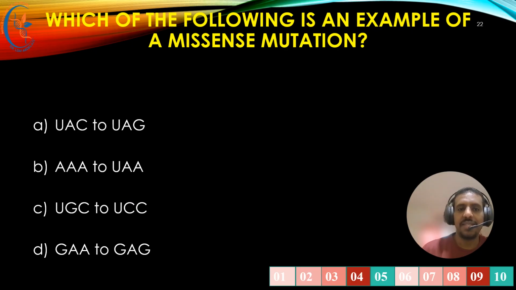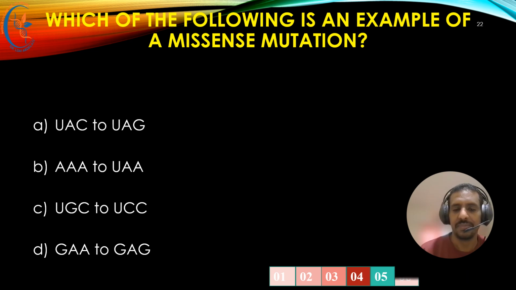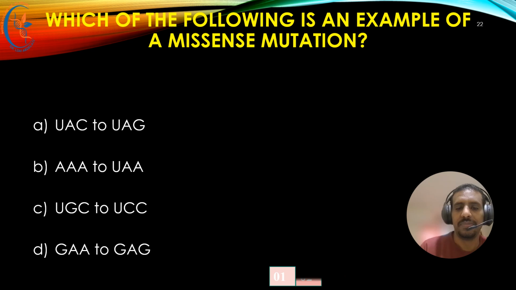Now let's take a look at the questions that appear on the molecular biology ASCP exam related to mutations. Here the first question said, which of the following is the example of missense mutation? All right, 10 seconds. All right, let's move to the answer.